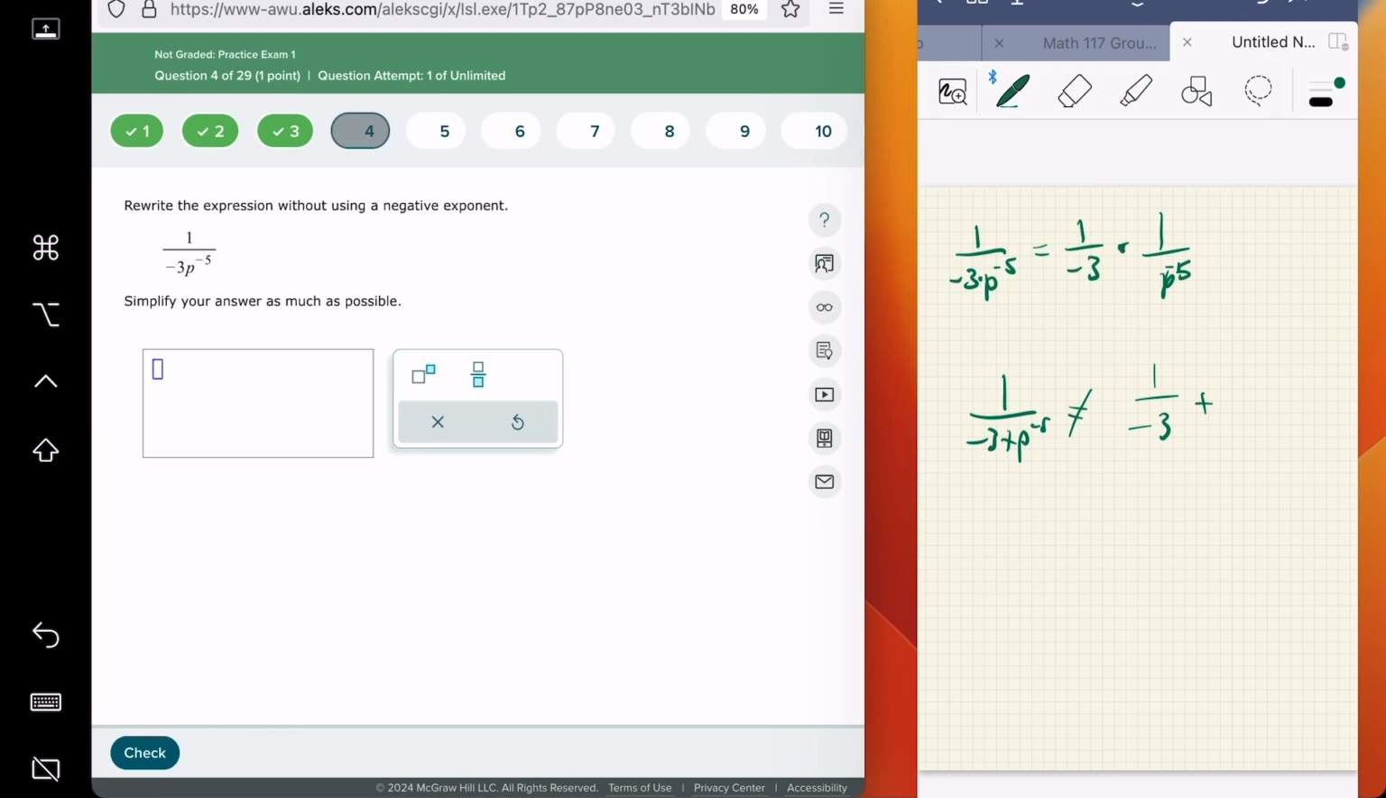This is not equal to 1 over 3 to the negative, or whatever. You know what I'm trying to say. And then p to the negative 5, that's not the case. So don't do it. It only works for multiplication, which means it also works for addition because those are really kind of the same thing.